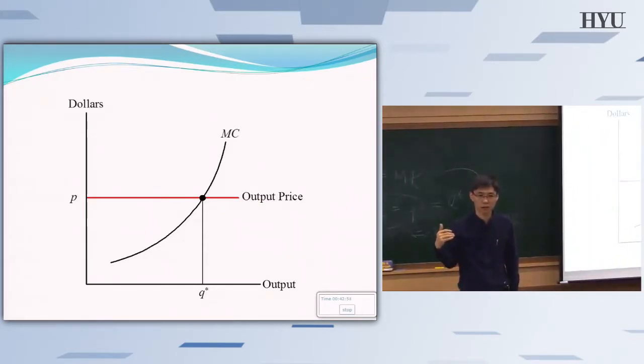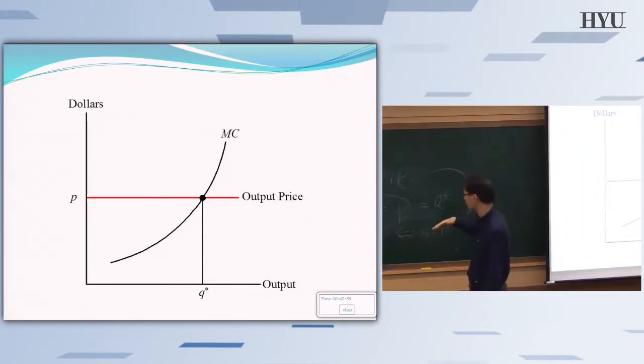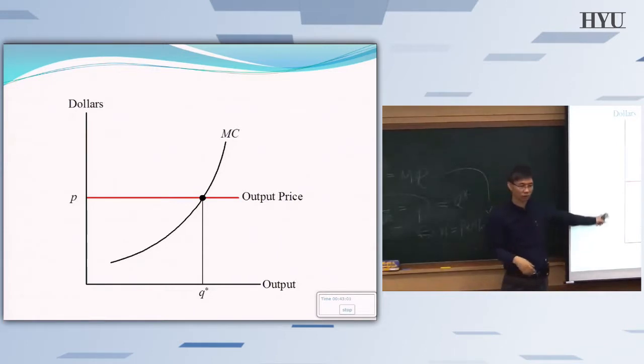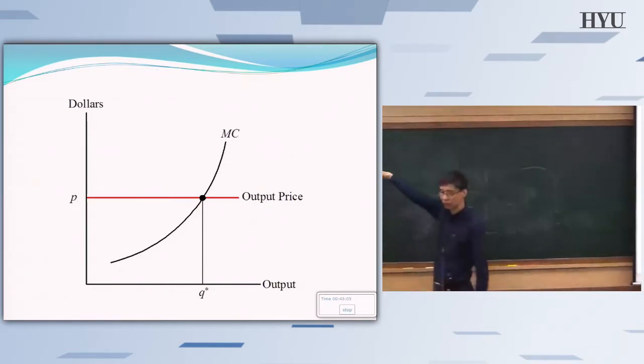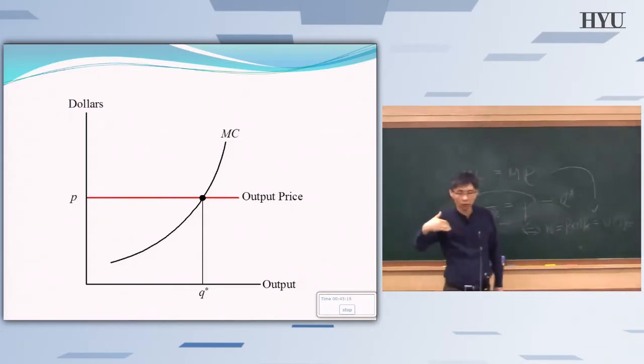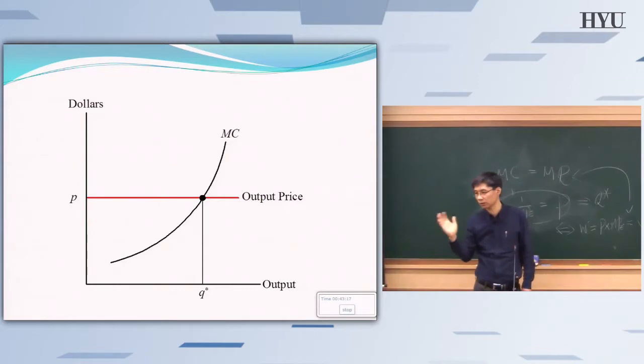And that one is directly what we draw like a VMP equals W curve. So to reach it, you can use this way. And if price goes up, then as you can see, the optimal output increases. So you put more labor. And if price falls, the other way around.